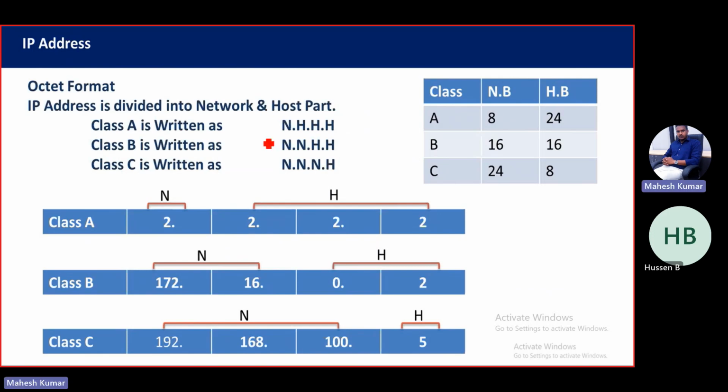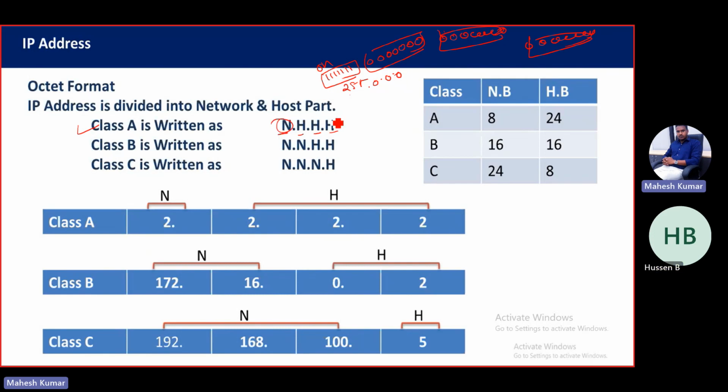N represents the network. H represents the host. In class A, only the first 8-bit octet we saw, 255.0.0.0. These 8 bits are all on bits. The remaining octets, 1 to 8, are off bits, like this.